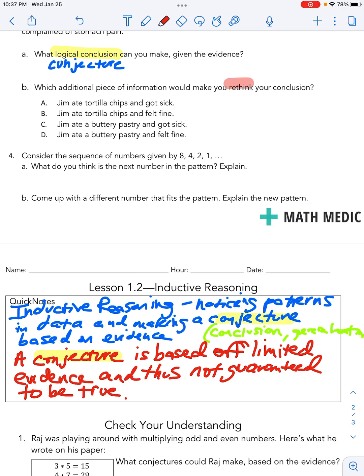So if that situation comes up where we have to rethink our conclusion, maybe there's something that we see or takes place later on that sort of disproves that conjecture that we previously had. It is possible. So is it going to always happen? Well, depends on the situation. When we disprove a conjecture, what we come up with is a counterexample.